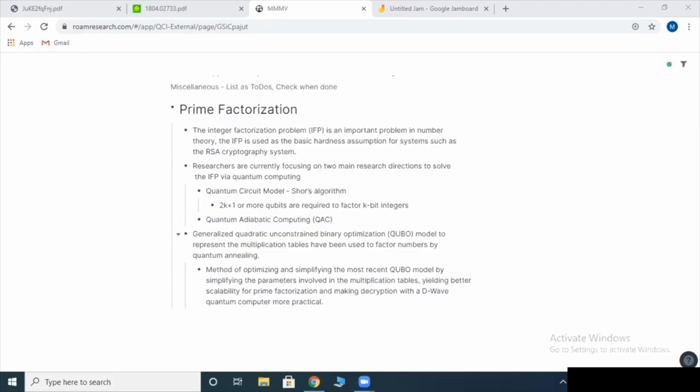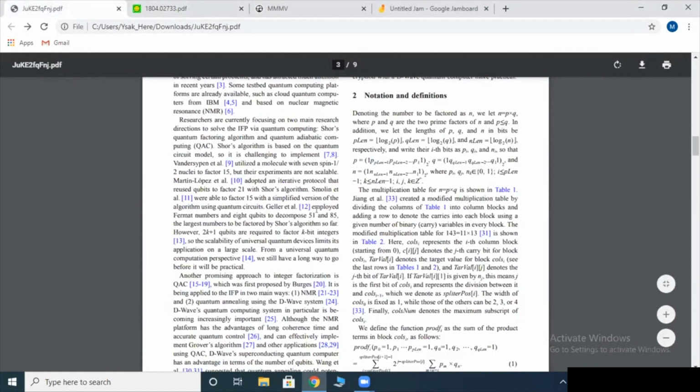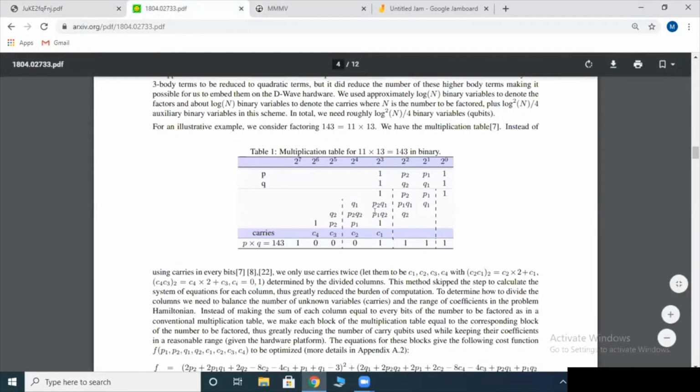We will look into the QUBO model and how it looks. This particular paper is also trying to optimize the QUBO model, so first we have to understand the QUBO model a little to understand what is being achieved in this paper. In the QUBO model, we start with a normal integer multiplication. This is a multiplication of 11 and 13. Here this is 11 and this is 13.